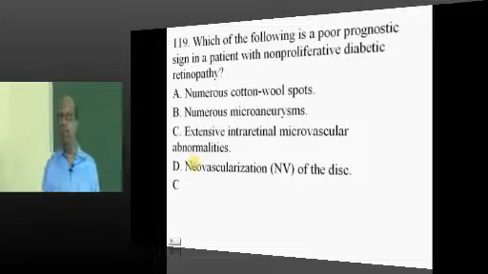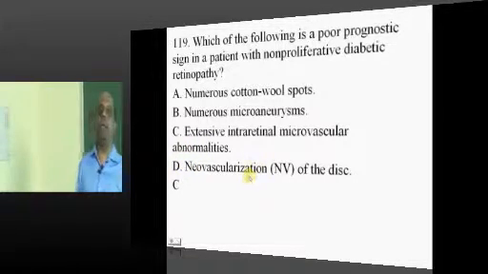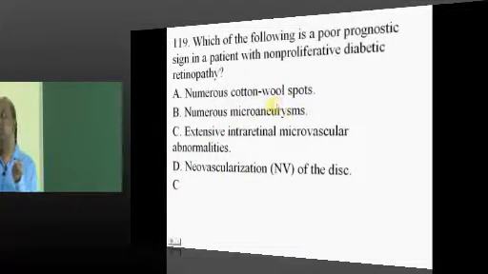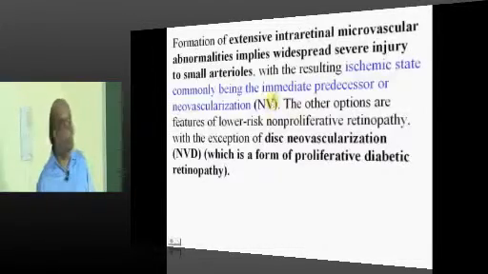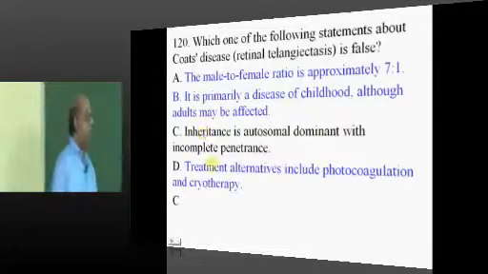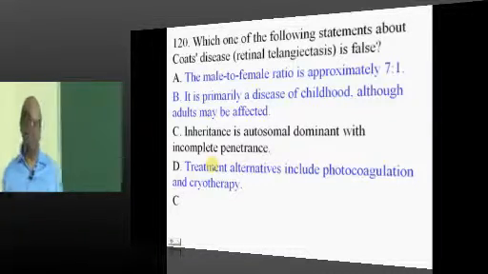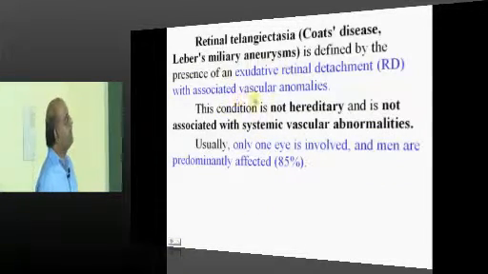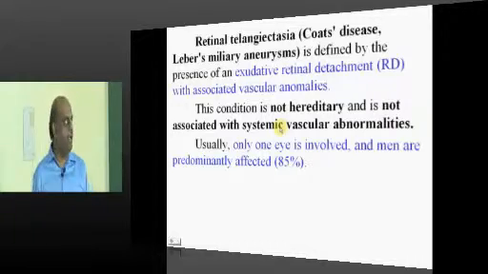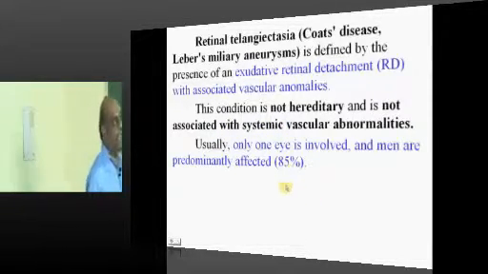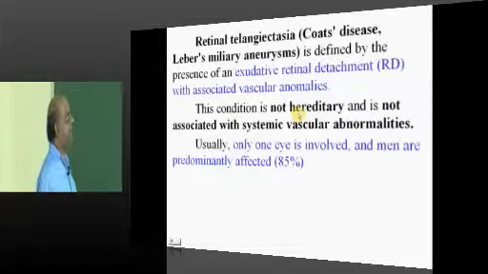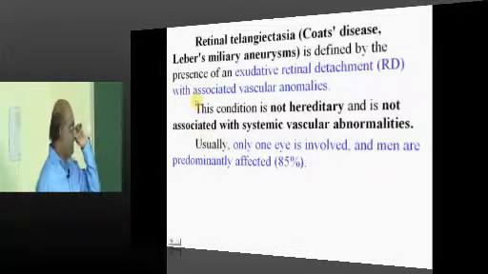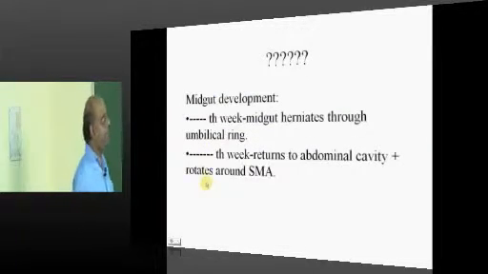Now, intraretinal microvascular abnormalities, what are they called? IRMA are considered to be poor prognostic factors in non-proliferative diabetic retinopathy. Coats disease is another important entity. In Coats, it is not a hereditary condition and it is not associated with any systemic vascular abnormalities. Coats, the other name given is retinal telangiectasia. It is also called Leber's miliary aneurysms.